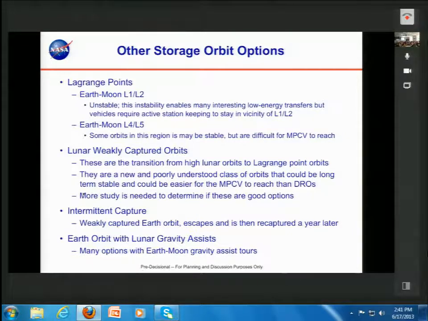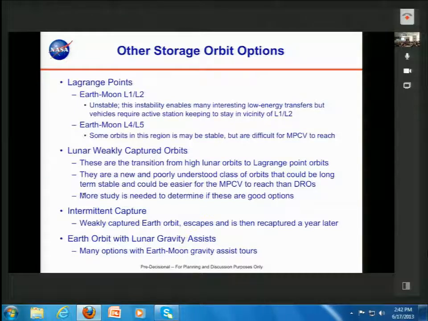Other ideas are these lunar weakly captured orbits. These are elliptical orbits around the moon that are in a transition from a high lunar orbit, kind of like a two-body problem orbit around the moon, to three-body type orbits. They're a new orbit class. They're poorly understood, so we don't really know what's possible with them. But they're exciting because they potentially could be as good as the DROs and could be easier for the MPCV to reach because they would have a low periapsis by the moon where you can do an efficient maneuver to reach them. But they're a new thing and require more study.